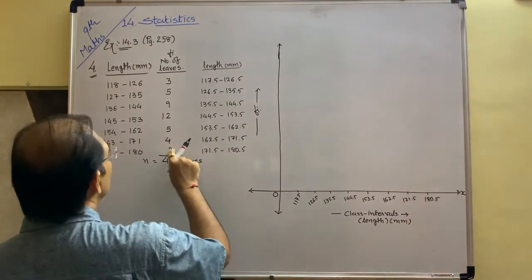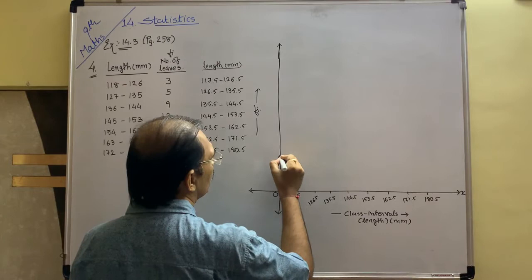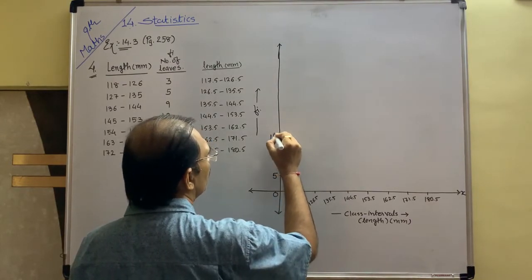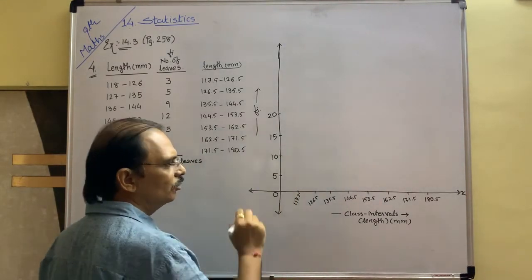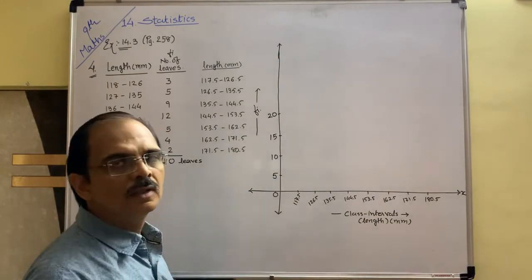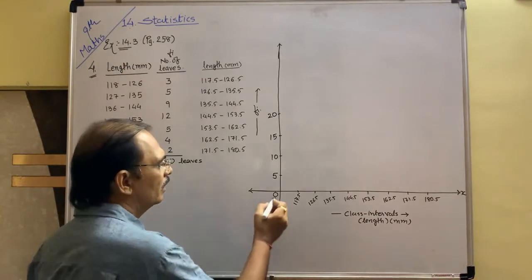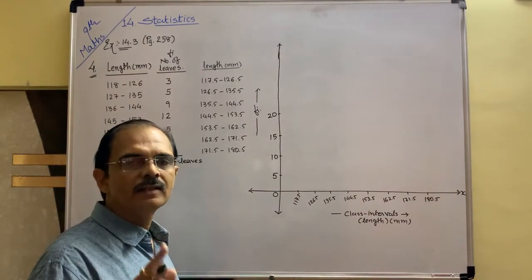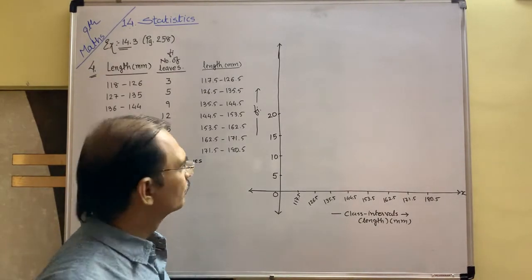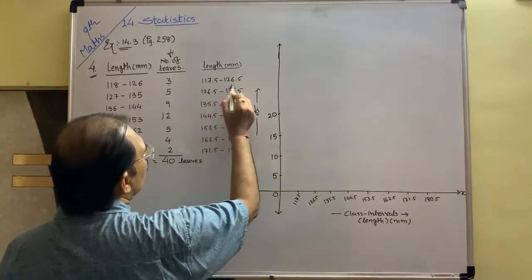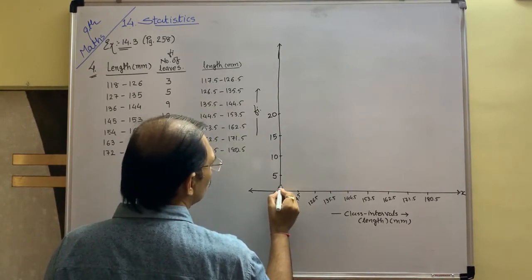Now the frequencies: minimum is 2 and maximum is 12. So I write 5, 10, 15, 20, etc. One line means 1, second line is 2. In this way, if there is a gap of 10 lines in 1 centimeter, then one line is 0.5, second line is 1, third line is 1.5, fourth line is 2, etc. See here, 117.5 to 126.5, this height 3 means 1, 2, 3.